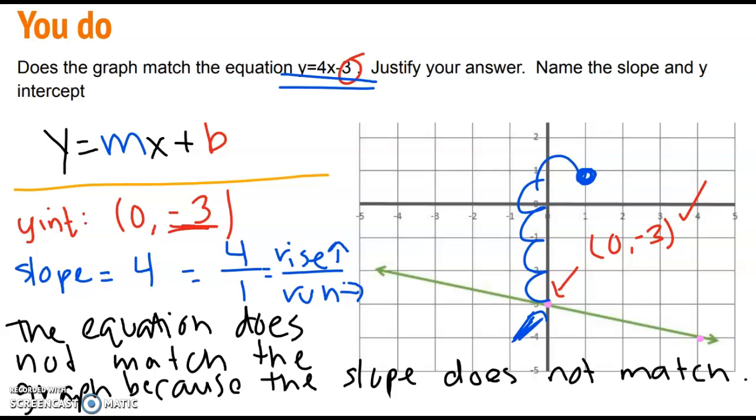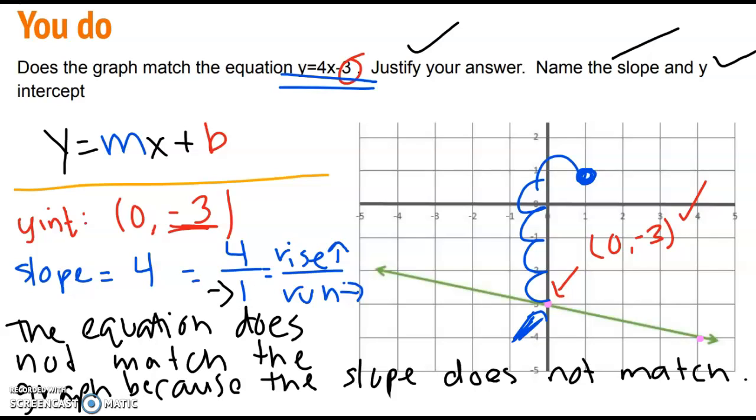All right, I justified my answer. I named my slope, I named my y-intercept, and we realized that it did not match. And just to recap, this slope was a whole number. All I had to do was convert it into a fraction. Since it is a whole number, all I put as my denominator was a 1. So I know I'm going to be running to the right 1 unit.